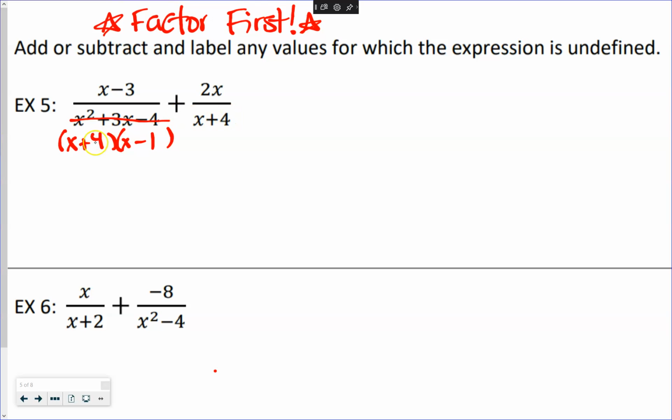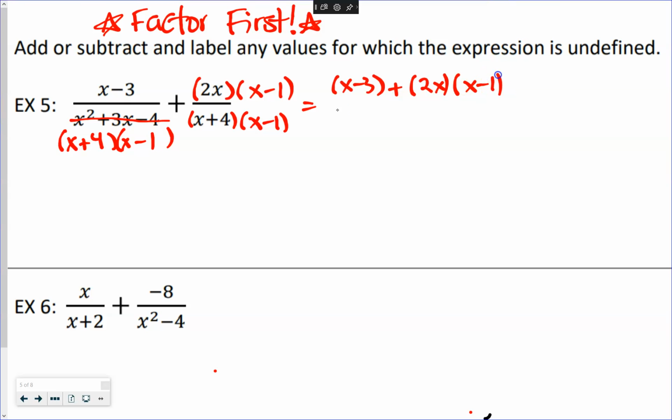Okay, so now I look at my denominators. Look, they both have an x plus 4, right? But I can't add them because this doesn't have an x minus 1. So if I put it in its place, I got to remember to do it to both pieces. So now my numerator is x minus 3 plus 2x times x minus 1. And all of that is over a common denominator of x plus 4 and x minus 1.